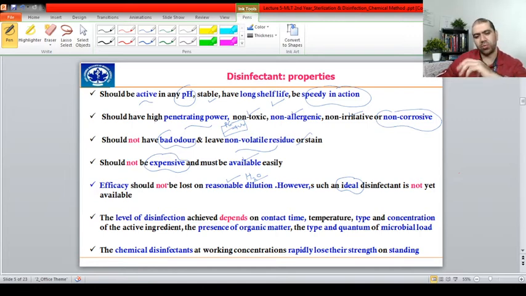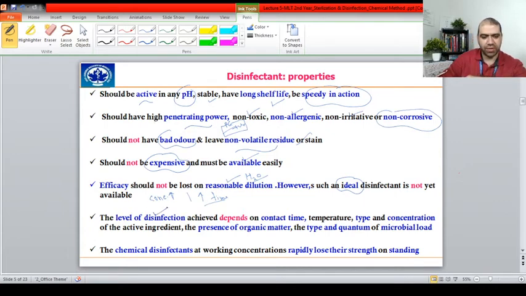So what we try to do is maintain a balance between the concentration of the disinfectant. We can use a higher concentration, or we can increase the time duration of exposure of the disinfectant on the microbes. We have to balance between these based on which microbe we are facing, or which microbial contamination is coming in your laboratory.